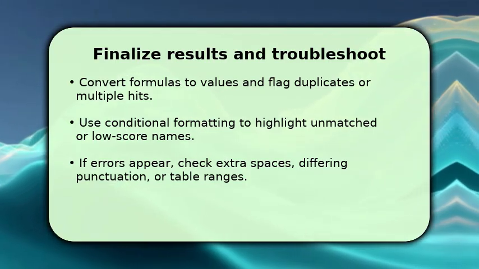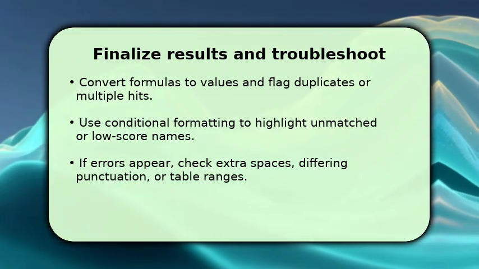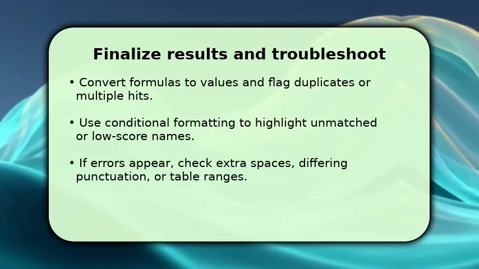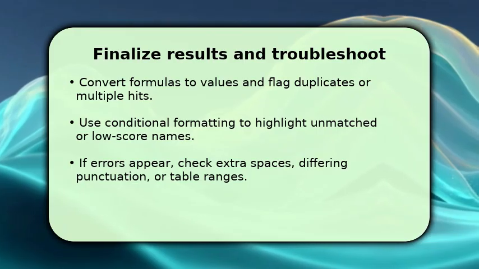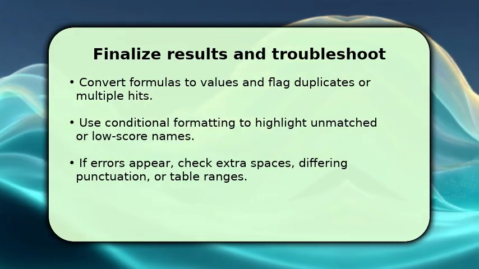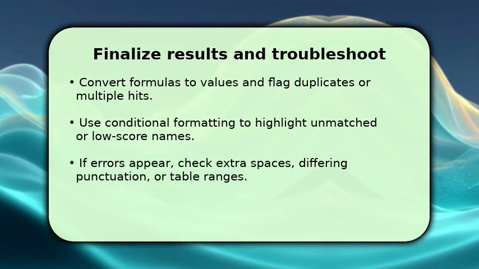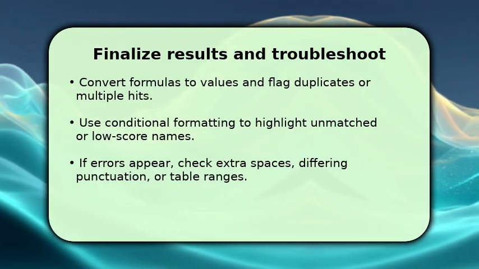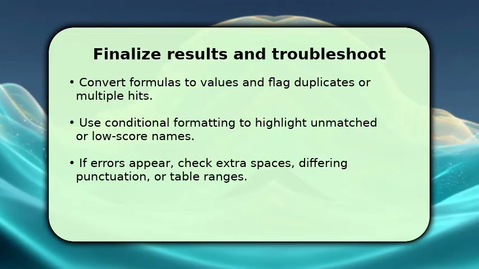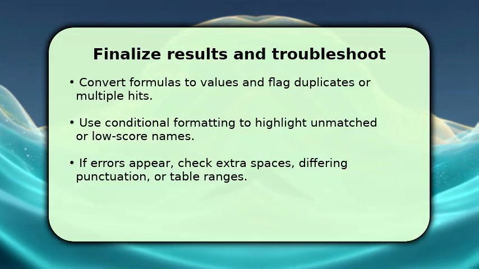Then apply conditional formatting to highlight duplicates, unmatched entries, and low-confidence fuzzy scores so you can review them quickly. If you get unexpected errors or blanks, make sure table ranges include all rows, rerun trim, and inspect punctuation differences like periods or commas. For persistent ambiguity, manually review top-ranked fuzzy candidates to confirm the correct match.